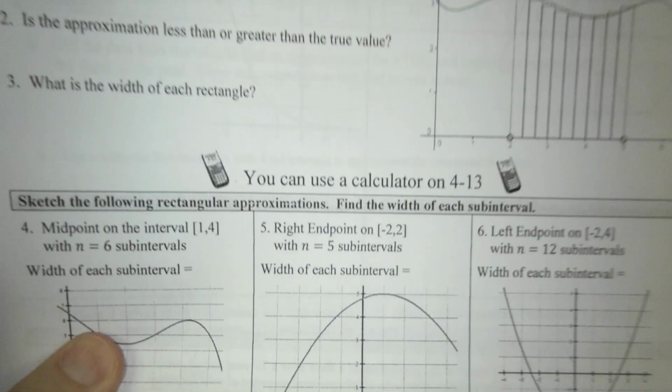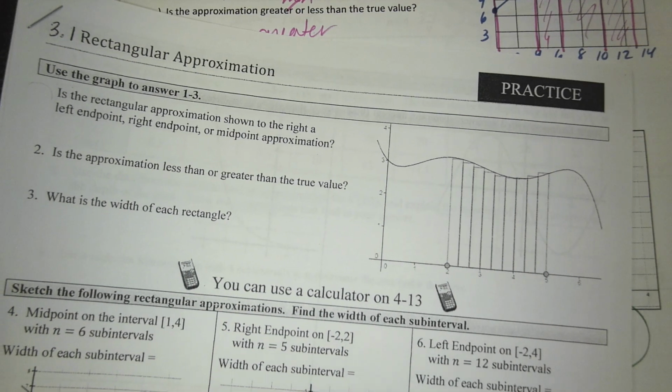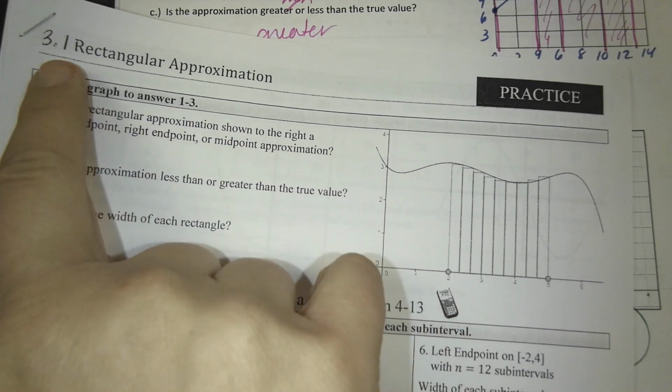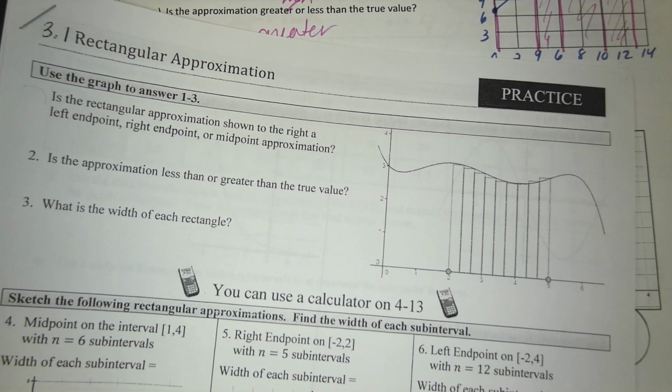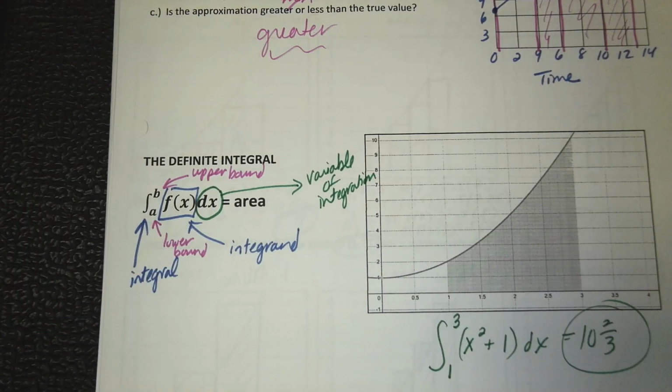The answer to this is in module 4. It says 3.1 rectangular approximation. You can click on that. All the answers are there. All the assignments are there, but you can work on this now. I would work on this before the quiz.